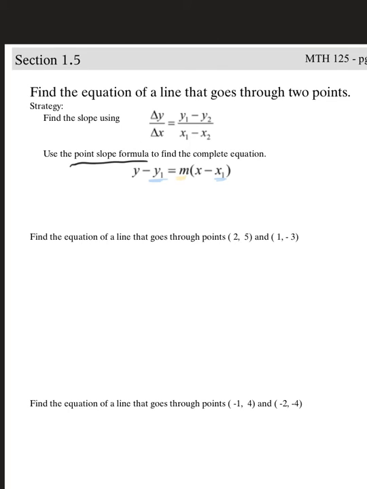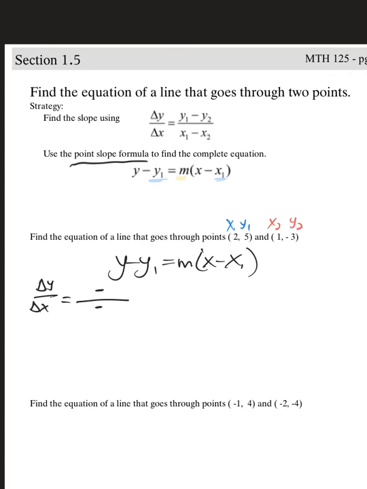Find the equation of a line that goes through points 2, 5, and 1, -3. Remember, anytime you use the point slope formula, you need not just one point, but you need a slope. And to find the slope, we're going to use that trusty delta y over delta x. If I choose this to be my x1, y1, then the other one is going to be my x2, y2, and it doesn't matter if you chose differently as long as you're consistent.